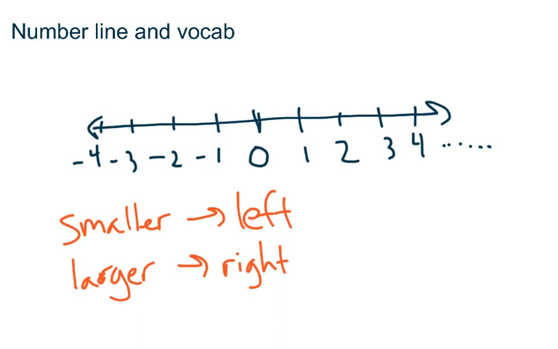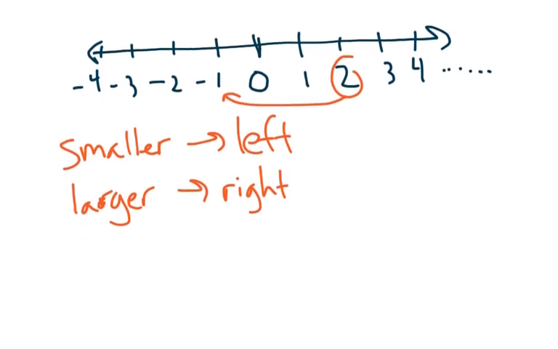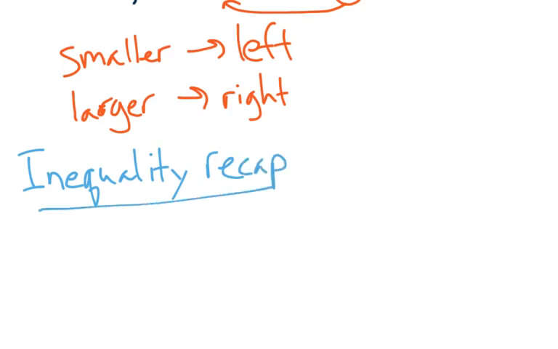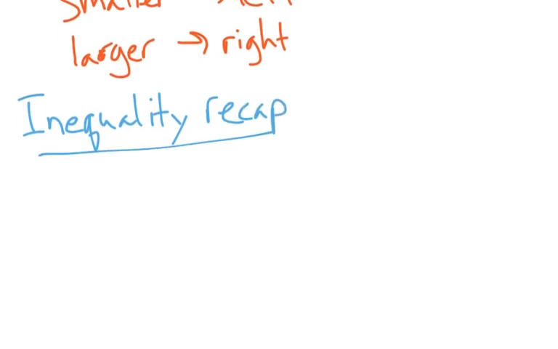So whenever we're making a number line and we're going to compare numbers, numbers that are to the right of another number are larger. Now, to help us communicate that, we need to have a quick recap on our inequalities. So let's go inequality recap. We have two main symbols: less than and greater than.